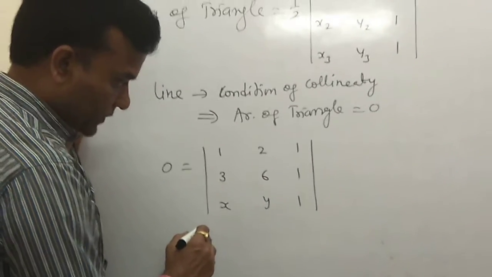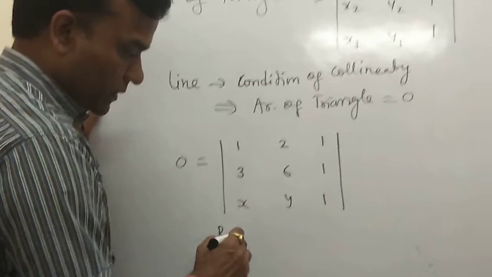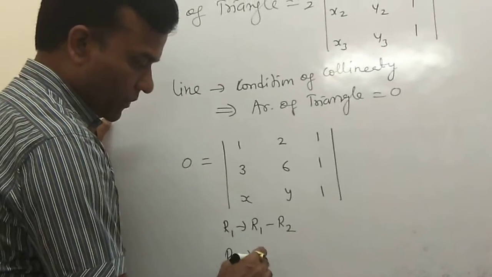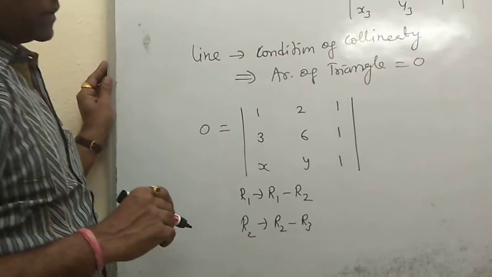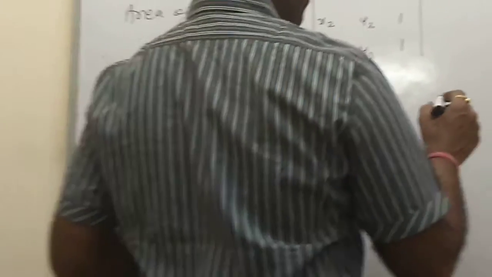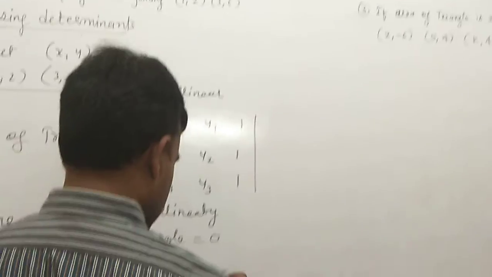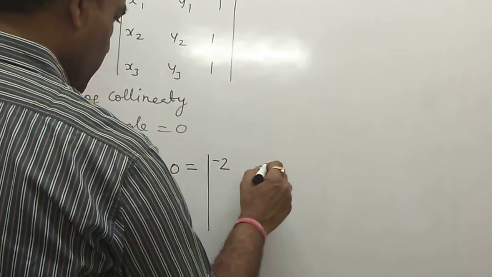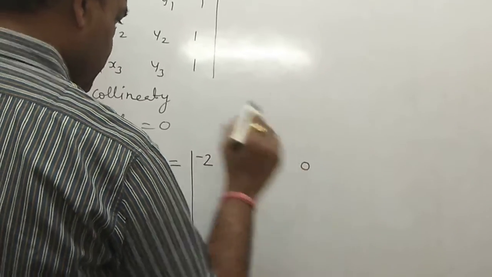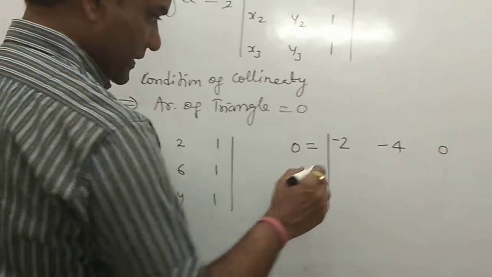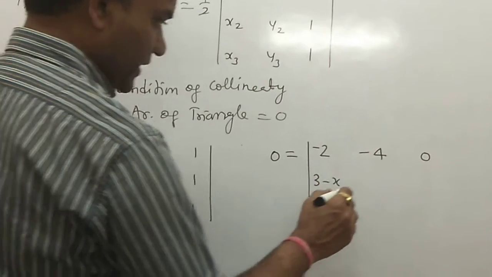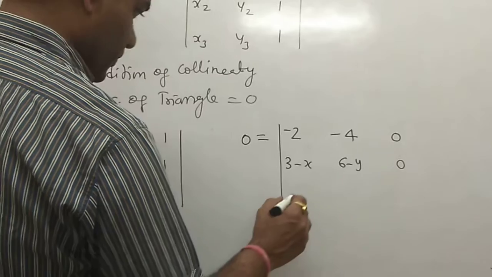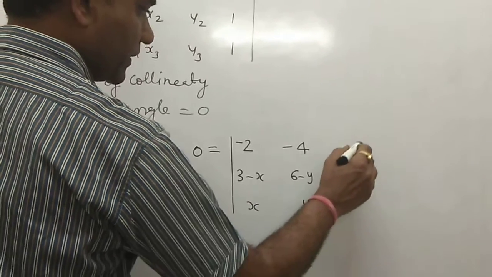R1 tends to R1 minus R2, and the second operation you apply is R2 tends to R2 minus R3. So we have 0, 1 minus 3 is minus 2, 2 minus 6 is minus 4, and 1 minus 1 is 0. And now here 3 minus x, similarly 6 minus y, and you have 0. Okay, then you put as it is x, y and 1.